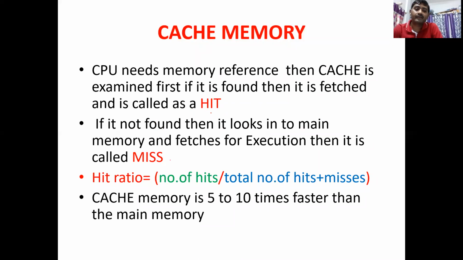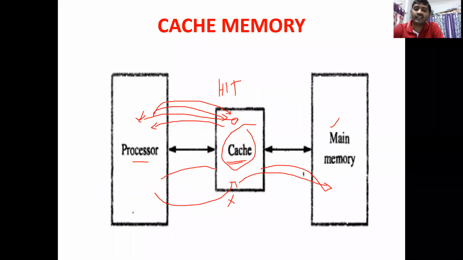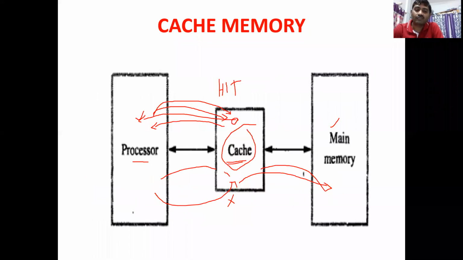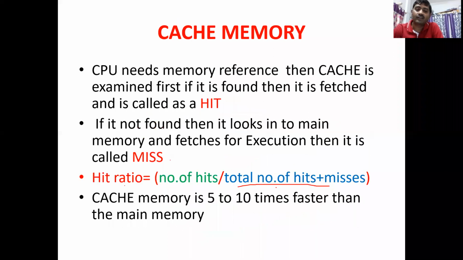Okay. Then the ratio will be calculated in this way. The hit ratio, generally, it should be high. The number of hits must be high. So the number of hits, the number of times the instruction is found in the cache memory, that is a hit, divided by the total number of hits plus misses. Which means how many instructions are found here and how many references have to be made to the main memory, combined together, will be in the denominator.